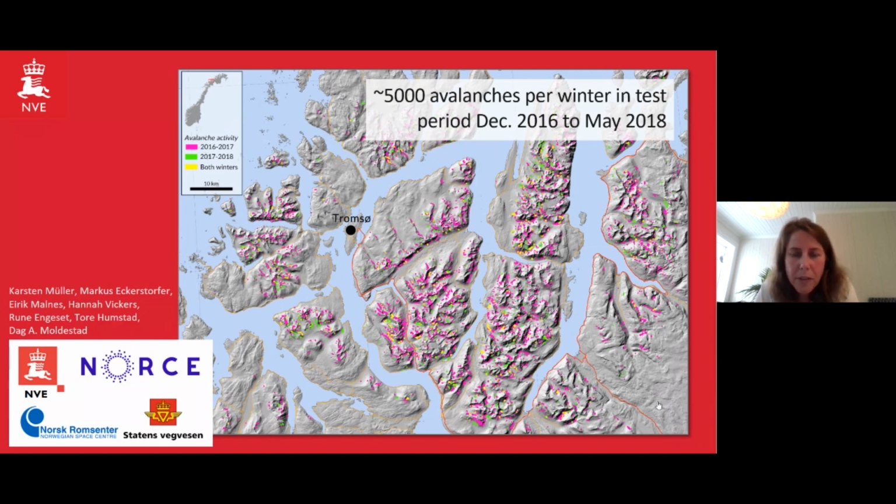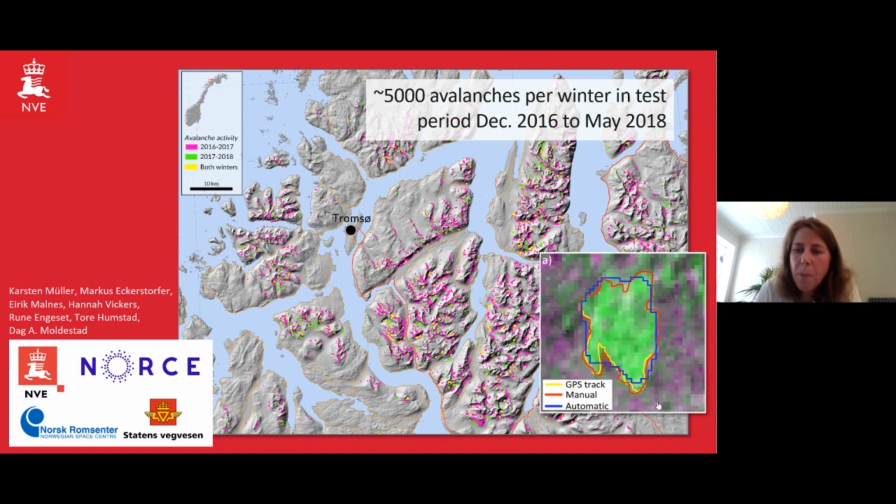2016 to 2018, where they were able to detect approximately 5,000 avalanches per winter by using this type of radar data versus generally about 100 avalanches per winter that were reported manually. So you see the potential is huge to really be able to map many, many more of the avalanches that actually have released than you would if you would not be able to use this data. So we're looking forward, at least in Norway, to be able to take this type of data in use from this winter on.